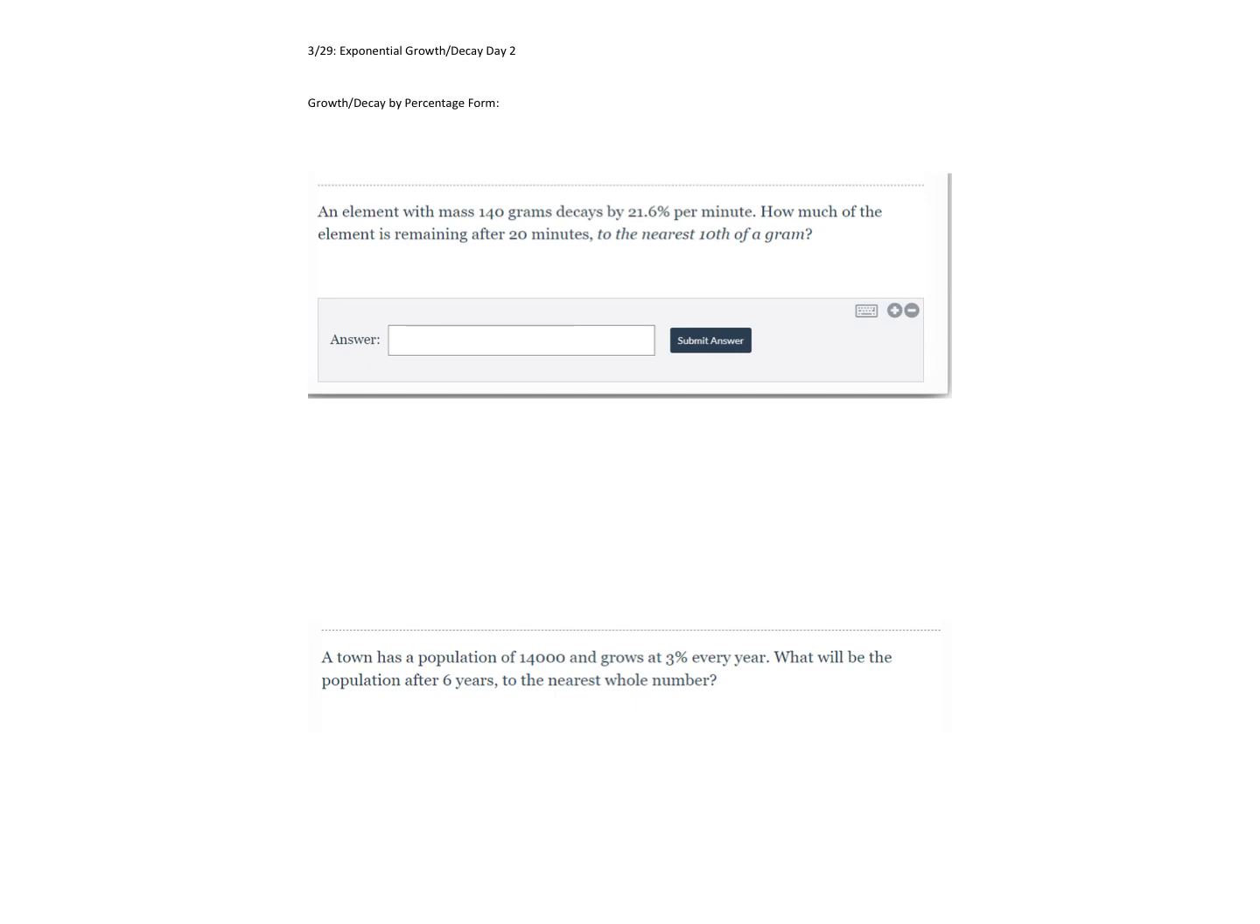3, 2, 1. So today we've got Delta Math. We are still on exponential growth and decay. So growth and decay by percentage form. That's something I showed you yesterday. It looks something like this.